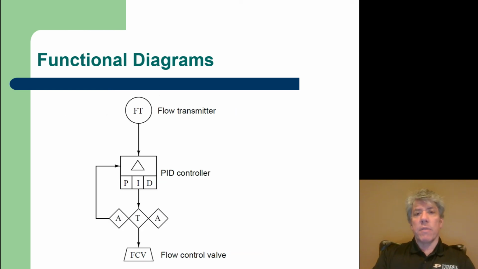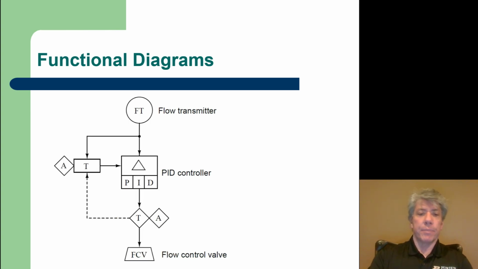Now there's other information that can be included in functional diagrams. You notice these symbols ATA that have been added. What are those? Well, T is for transfer, and the 2A means a manual override where you can manually set things. The one on the left indicates that you can manually set the set point for the PID controller, whereas the one on the right indicates you can manually set the output of the PID controller. So some modifying symbols there.